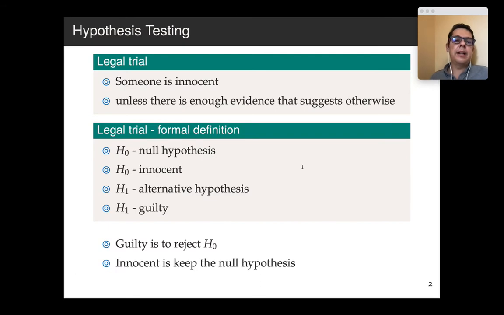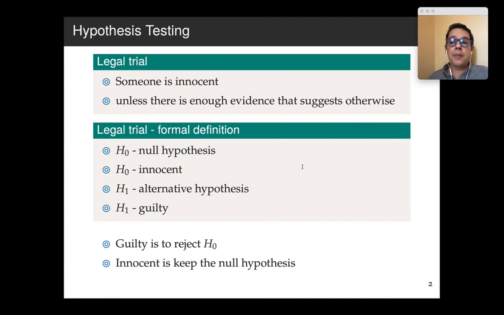Imagine you are in a legal trial. Someone is innocent until you have enough evidence that suggests otherwise. In a more formal definition, you have the null hypothesis that corresponds to being innocent. That null hypothesis is going to be H0, and the alternative hypothesis that corresponds to being guilty is referred to as H1.